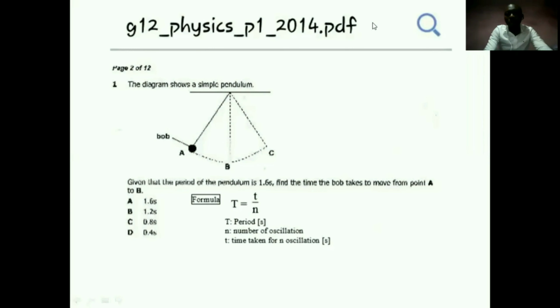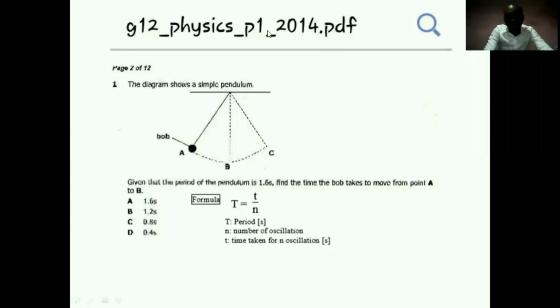When the bulb moves from point A to point C and then back to point A, that is what we call an oscillation. So on the formula, N represents the number of oscillations, and t is the time taken for the oscillation, and that is what we are calculating here.